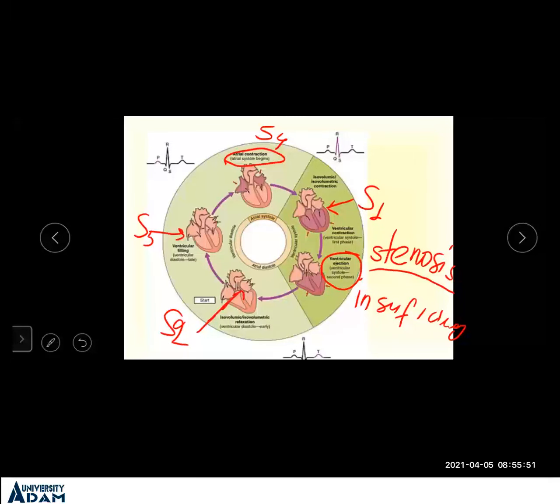Because we hear it during systole. And when we have, for example, aortic insufficiency, during which the aortic valve closes not properly and creates a murmur, in which cycle do we hear the murmur? In S1. Oh, S2, S2.